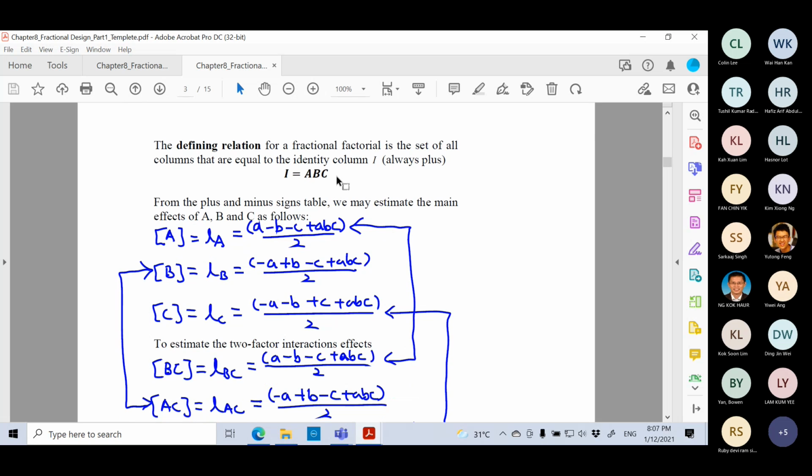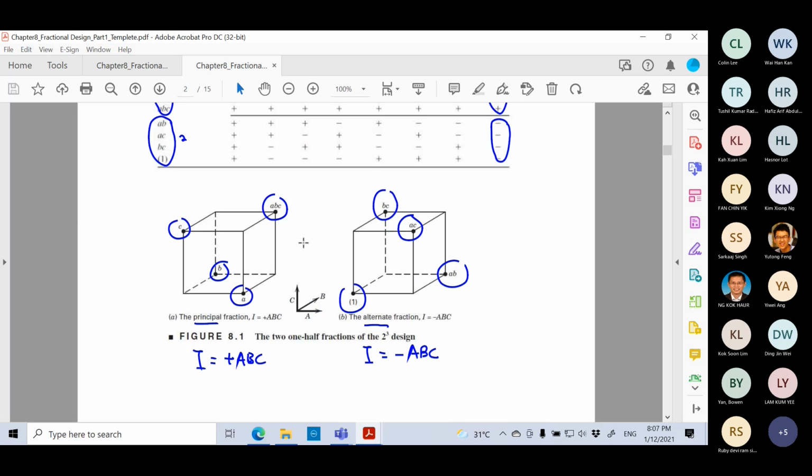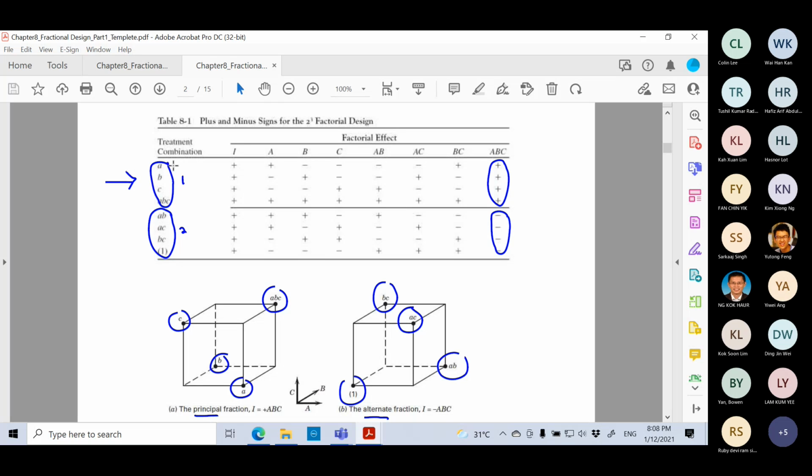Before I go through the aliases, I have given you the notation here. If you want to find the contrast, the contrast of A, written as bracket A, stands for A minus B minus C plus ABC, divided by 2. How do we get it? From here, you just use the first half and consider the plus and minus signs, and B has its own plus and minus signs, and so on. If you observe the signs, you can see that A and BC have the same signs. Therefore, their contrast will be the same.